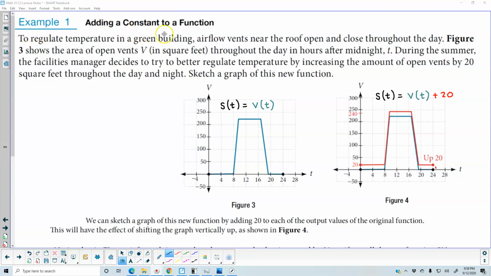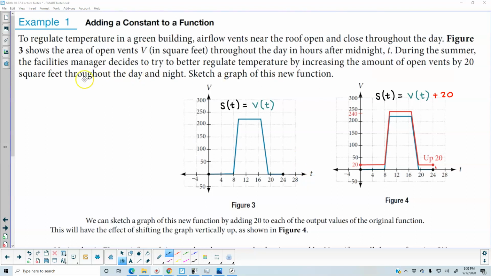Example 1, adding a constant to a function. To regulate temperature in a green building, airflow vents near the roof open and close throughout the day. Figure 3, this figure right here, shows the area of open vents V in square feet throughout the day and hours after midnight T. So what you're looking at, before we finish the rest of the sentence, we have V of T, where T is the hours after midnight.